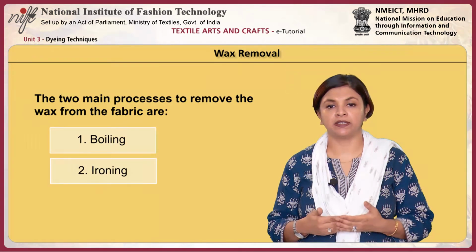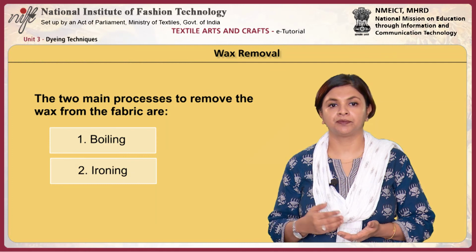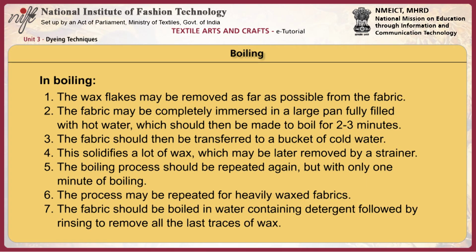The two main processes to remove the wax from the fabric are boiling and ironing. In boiling, the wax flakes may be removed as far as possible from the fabric. Next, the fabric may be completely immersed in a large pan fully filled with hot water, which should then be made to boil for 2 to 3 minutes. The fabric should then be transferred to a bucket of cold water. This solidifies a lot of wax, which may be later removed by a strainer.